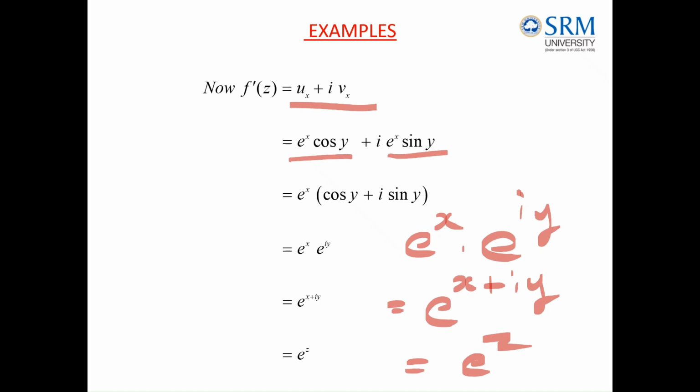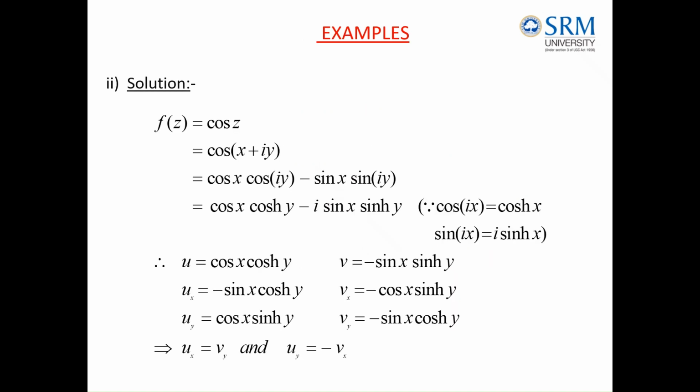Similarly, the next example: we need to check whether f of z equal to cos z is analytic. So we need to replace z with x plus iy. Then we need to expand this. This is of the form cos of a plus b. So cos of a plus b is cos a cos b minus sin a sin b. Then we have cos of iy, and we need to know the relation between circular functions and hyperbolic functions.